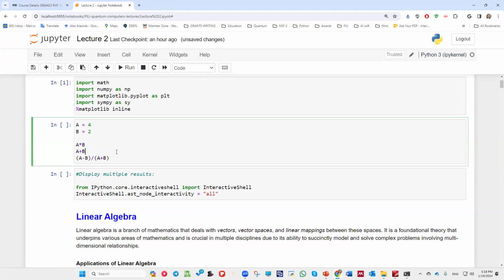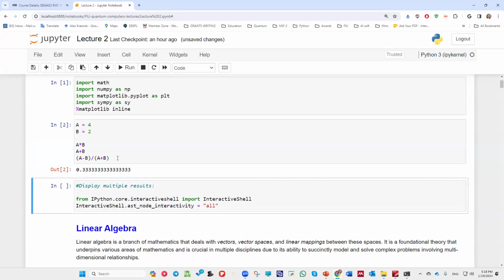Another quick aside, let me show you how to get multiple outputs in each call. So for example, if I declare my variable a to be equal to something, for example 4, and another variable b equal to 2, then of course I can do multiple calculations with these variables, like multiplication, summation, and something more complicated.